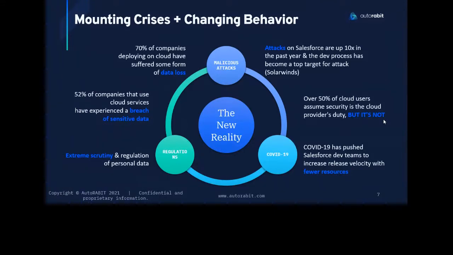Because nowadays there are a lot of things which could actually affect your DevOps process. First one is around malicious attacks, right? You must have heard about a lot of attacks, starting from SolarWinds, right? Over the period of time, this kind of attacks have grown in the Salesforce ecosystem by 10x, or 10 times, in the past year, and the development process has become a top target for attack because your developers are really touching the data each and every time they are working on CSV files, Excel files. That makes it very vulnerable to malicious attacks or hacking.